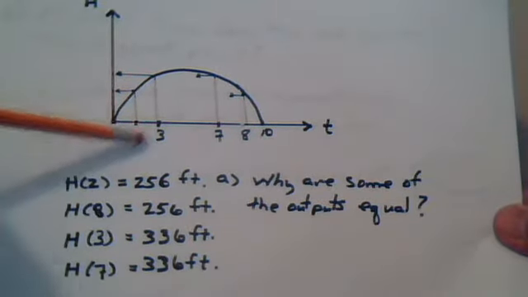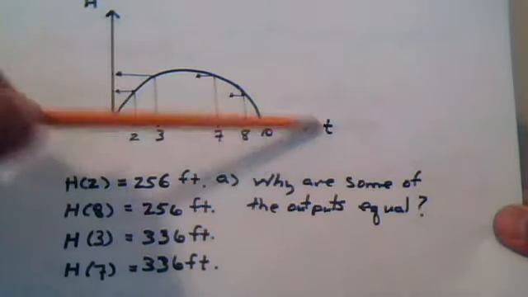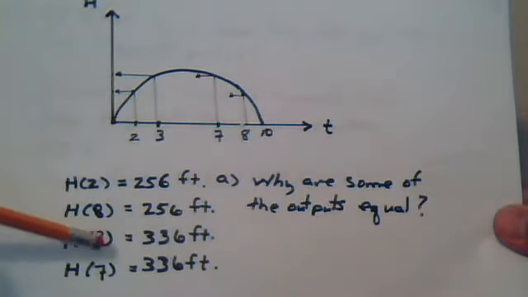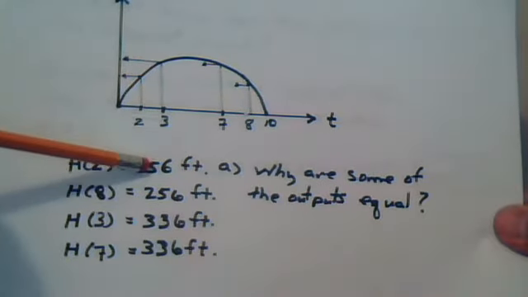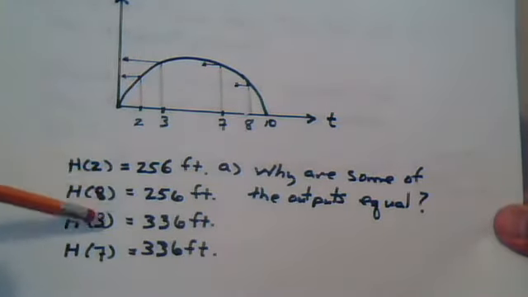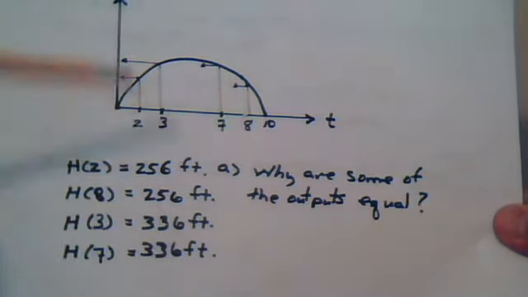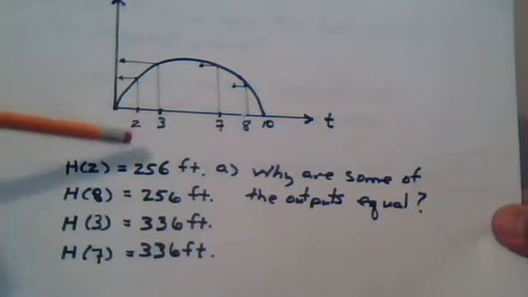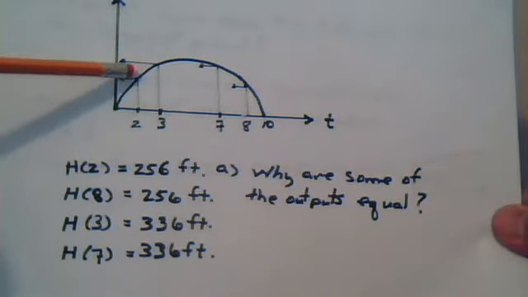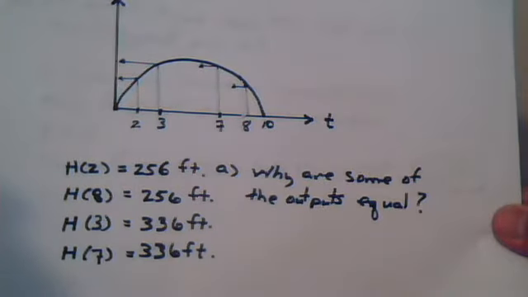Now, if you were to replace these numbers here, which are seconds, it's going to give you the height it has achieved. So at 2 seconds, this is the height. At 8 seconds, this is the height. At 3 seconds, this is the height. At 7 seconds, there is a height. Notice that these two heights are the same and these two heights are the same because it achieves that height on its way up, and on its way down, it goes through that same height again.